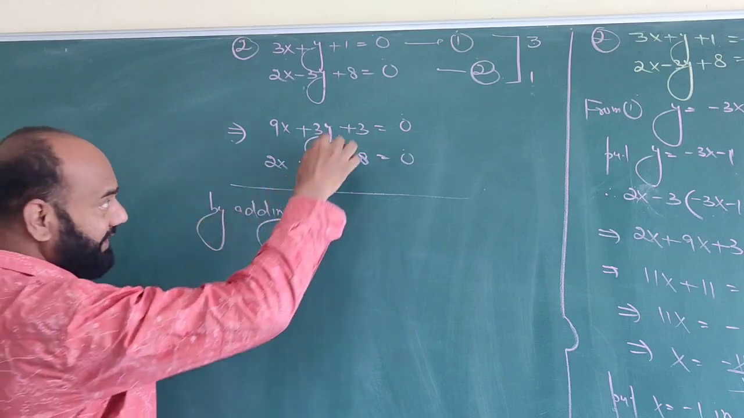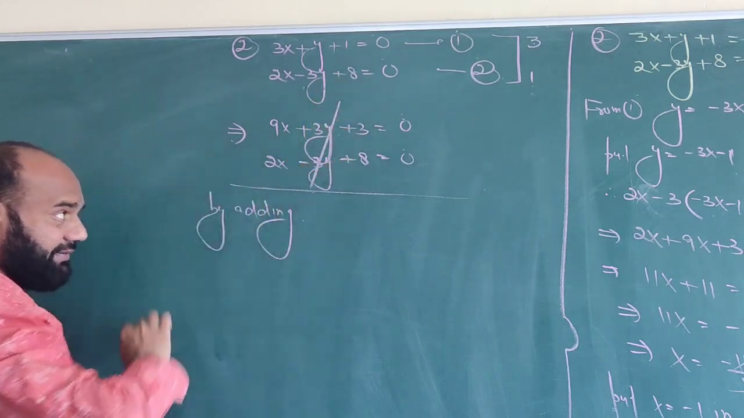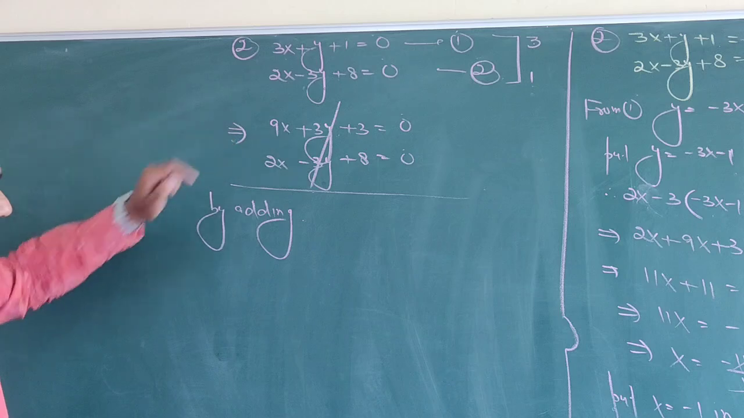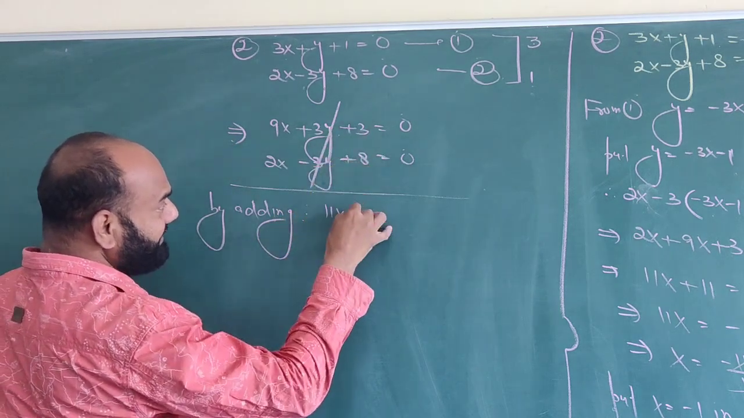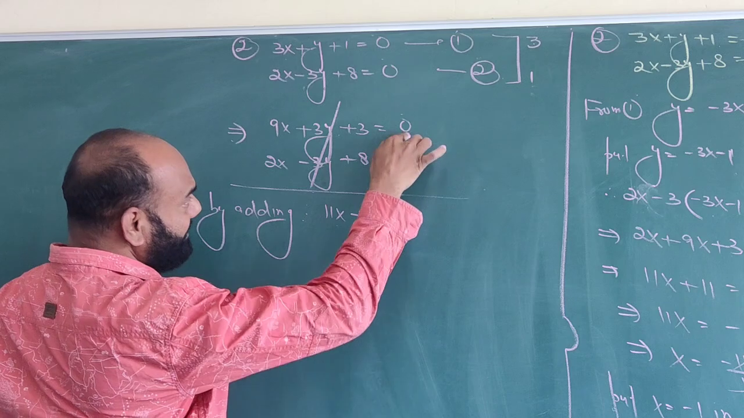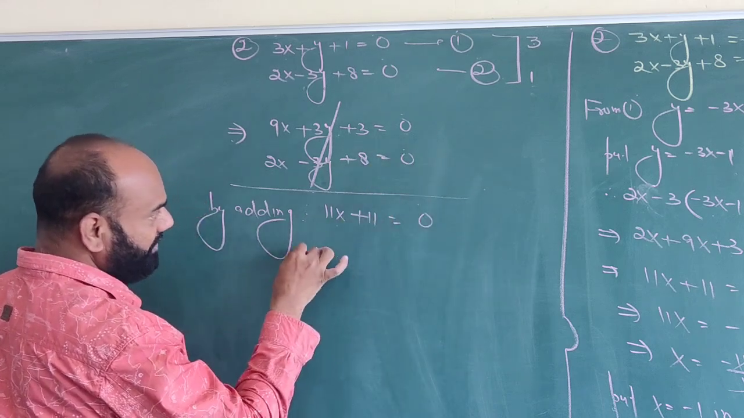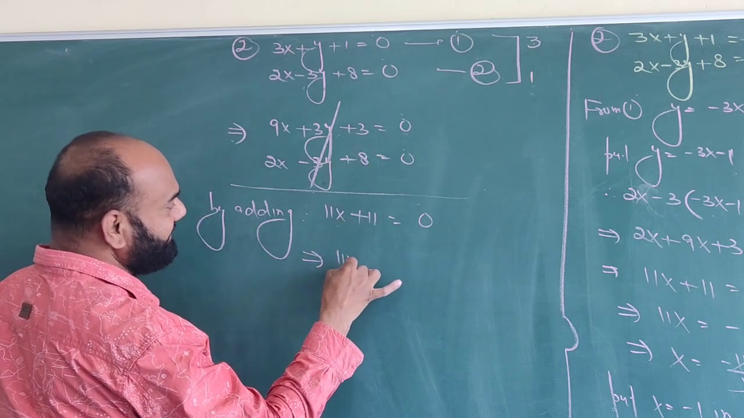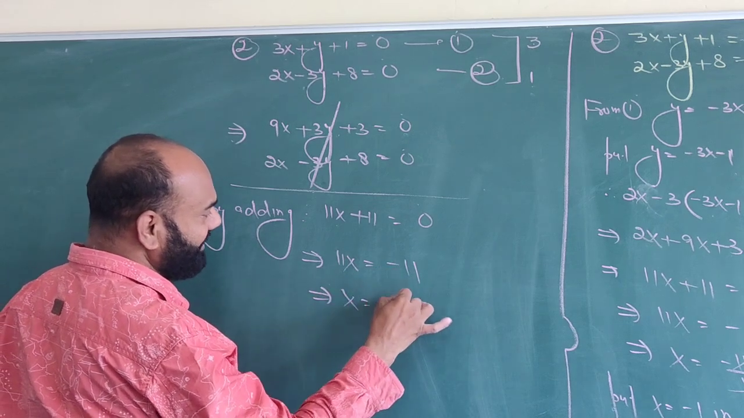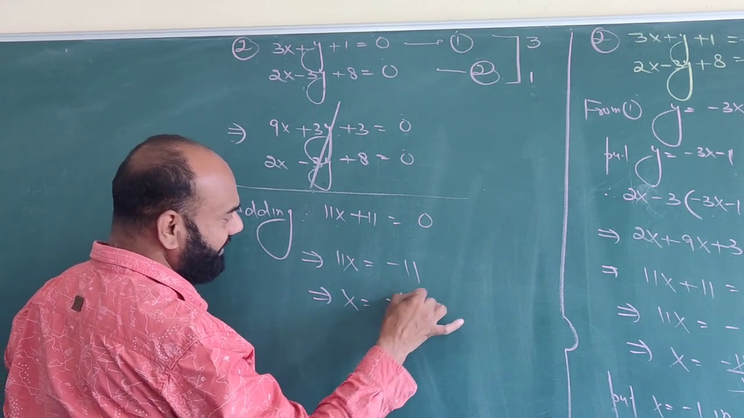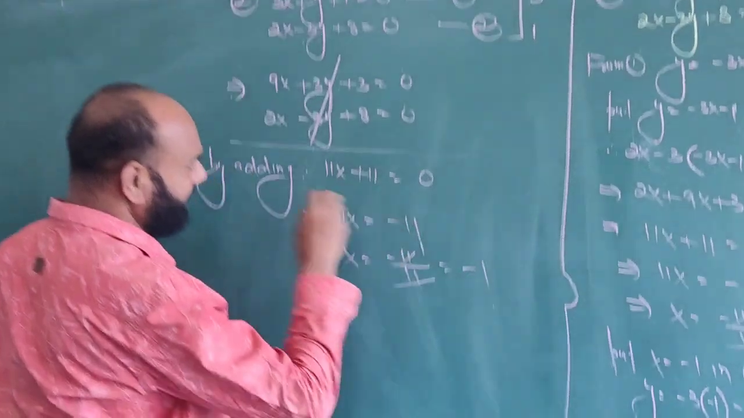So by adding, 3y plus 3y minus is cancelled out, and 9x plus 2x is 11x, plus 3 plus 8 is 11, and 0 plus 0 equal to 0. This implies 11x is equal to minus 11. Therefore, x is equal to minus 11 upon 11, and this is minus 1.